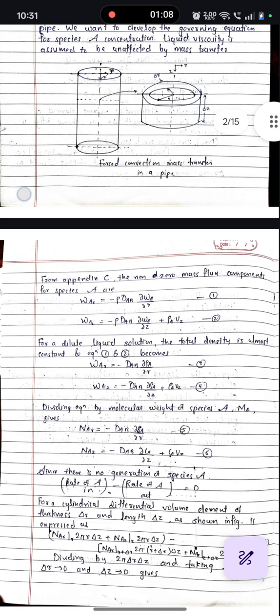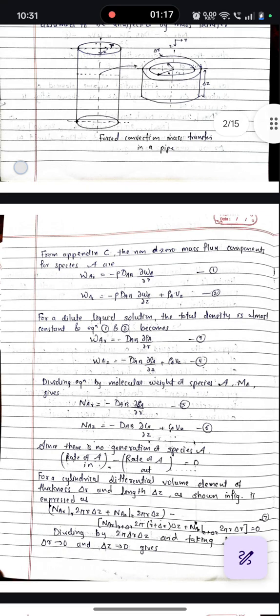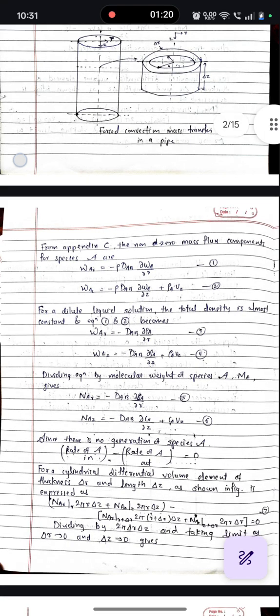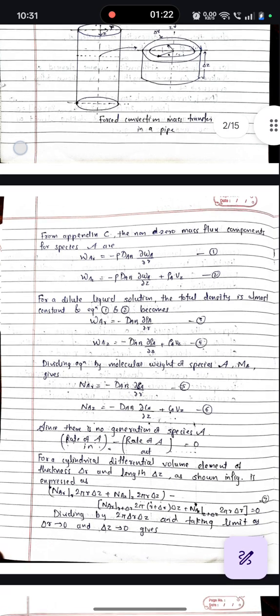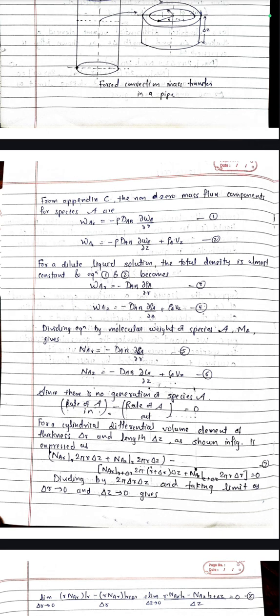From Appendix C, the non-zero mass flux components for species A are WAR equal to minus rho DAB del omega A by del R, and WAZ equal to minus rho DAB del omega A by del Z plus rho A Vz. For a dilute liquid solution, the total density is almost constant. So equations 1 and 2 become WAR equal to minus DAB del rho A by del R, and WAZ equal to minus DAB del rho A by del Z plus rho Vz.